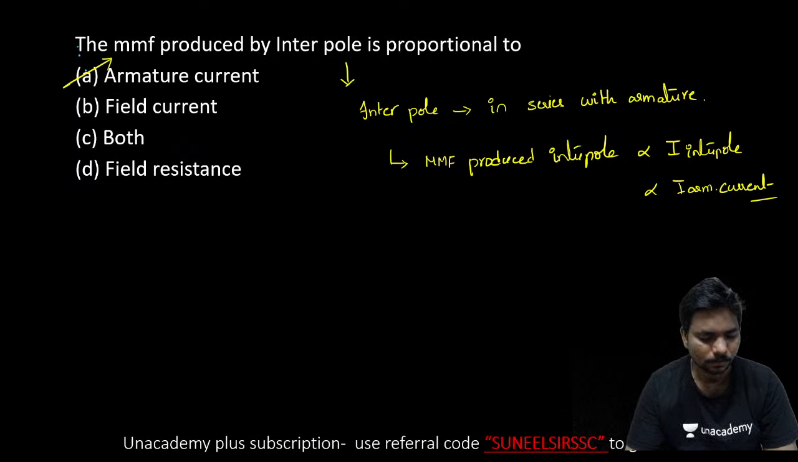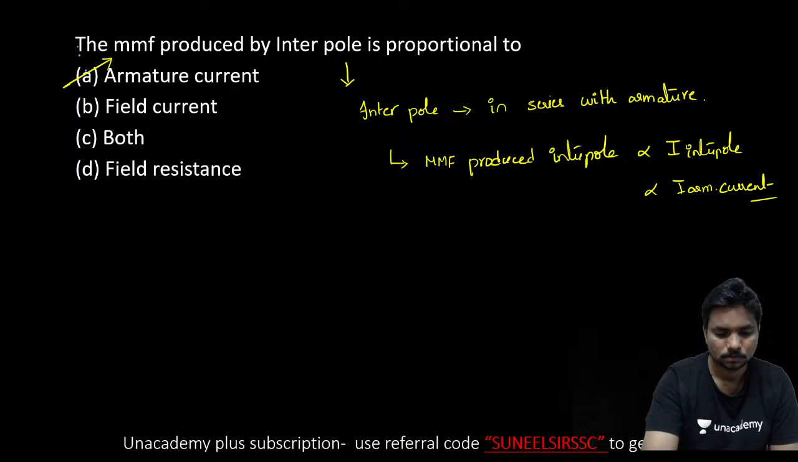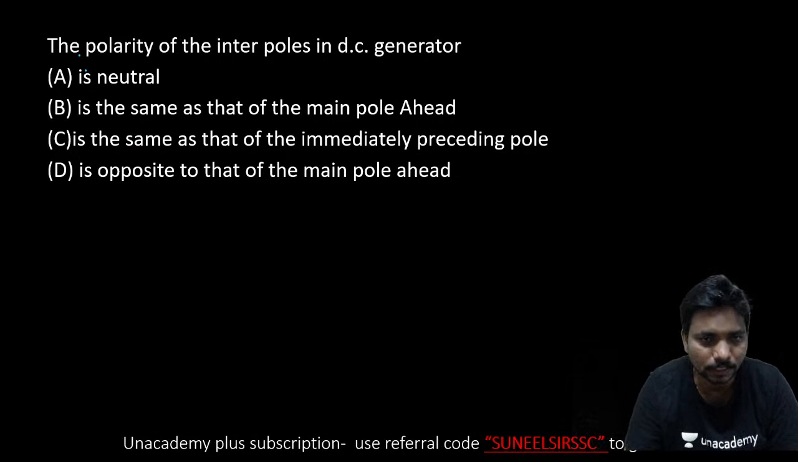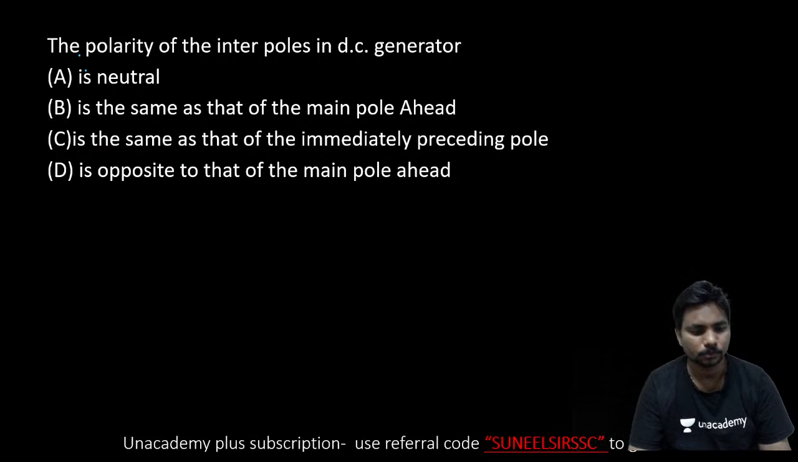Coming to the next one. The polarity of interpoles in a DC generator is dash.